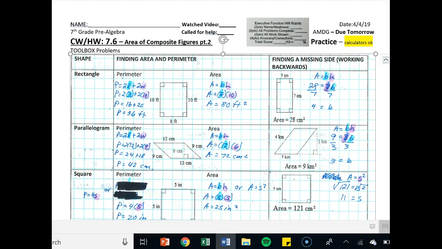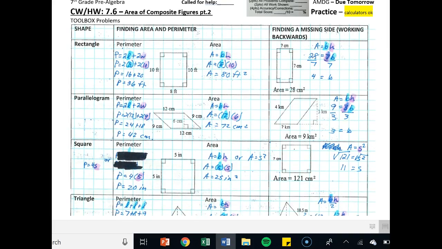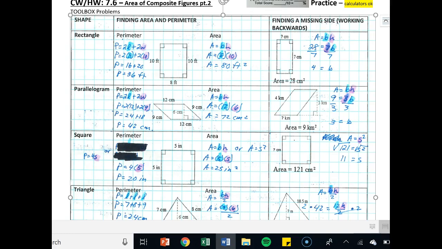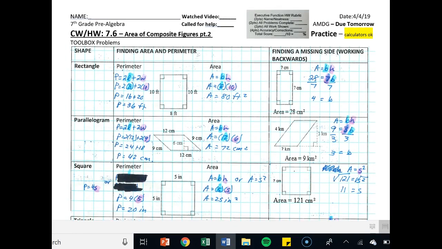If you were out of class, you have the completed notes right here. I expect you to make sure you get them down. Basically, what we're doing on the front side is in the left-hand column right over here. We were just working kind of a warm-up on how to do basic perimeter and basic area, right?